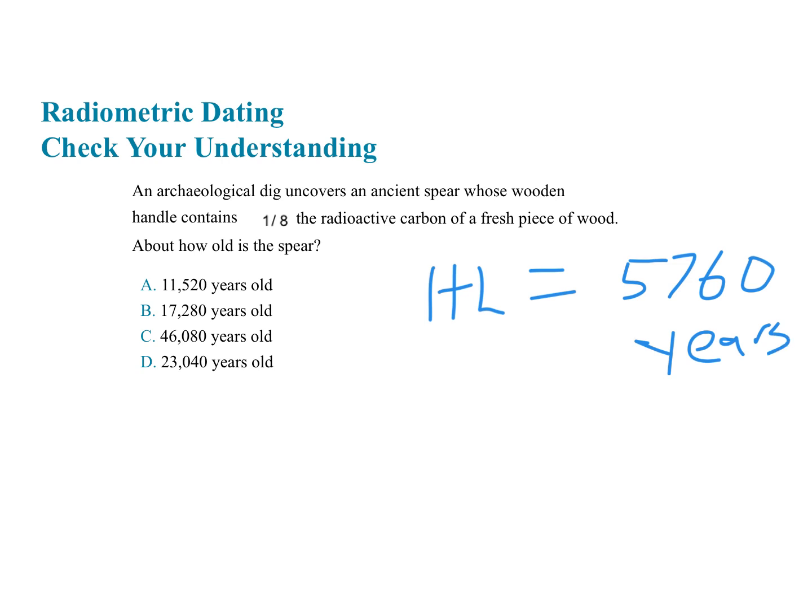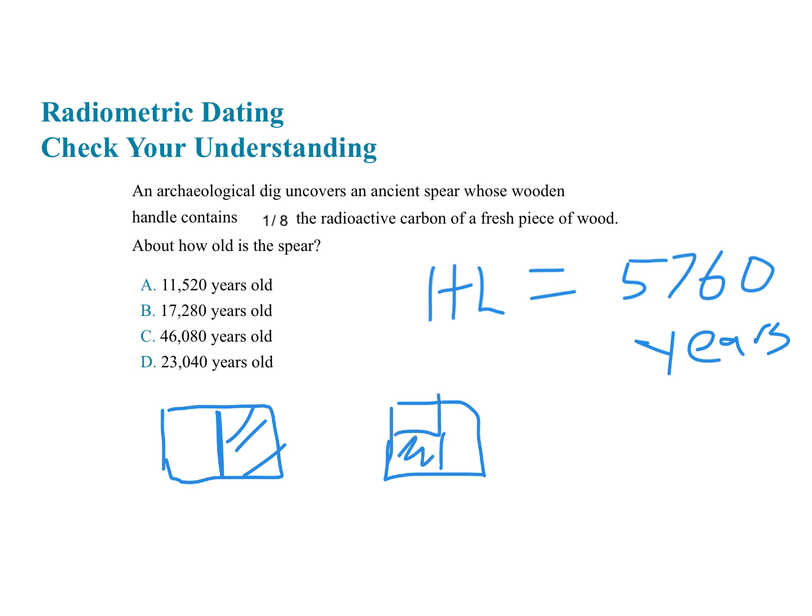So how many half-lives are we talking about? So we start out with one half-life, and we have half the original material remaining. And then we have our second half-life, and we end up with a quarter of the original material remaining. And then we have our third half-life, and then we end up with 1/8 of the original material remaining.